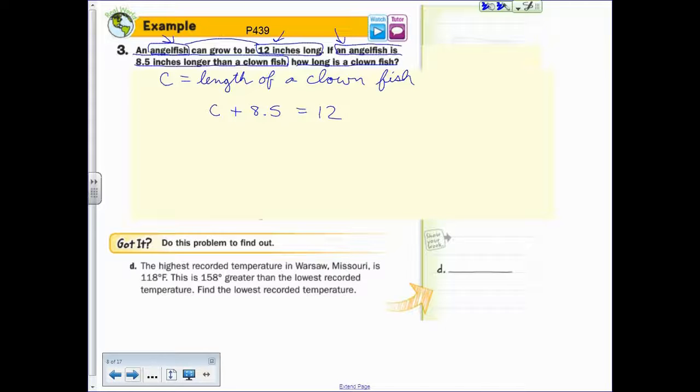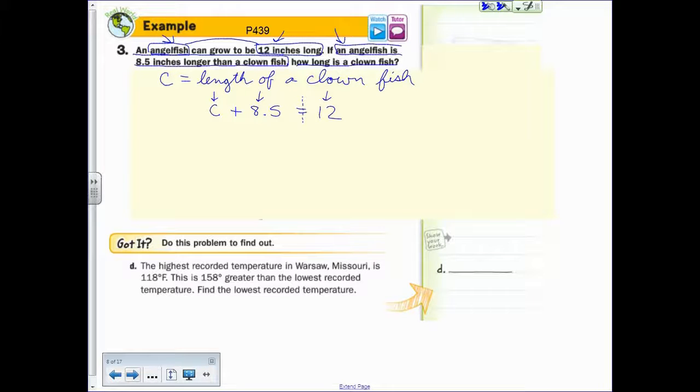So if I take the smaller clownfish, C, add to it 8.5 inches, I will get the longer angelfish, which is 12 inches. You really have to take the time to think through these word problems and really think about what you're going to write when you write an equation. Now that I've done that, I can use the skills I just learned in examples 1 and 2.